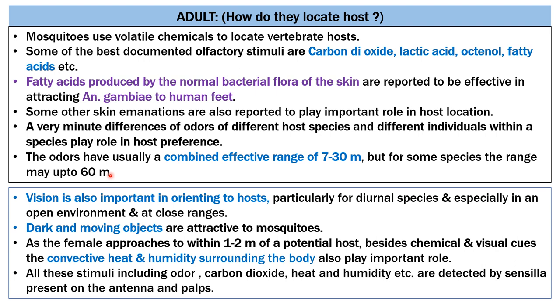So besides these olfactory stimuli, vision is also important in orienting to the host, particularly for diurnal species and especially in an open environment and at close ranges. Dark and moving objects are attractive to mosquitoes, as we mostly experience. As the female approaches within 1 to 2 meters of a potential host, besides chemical and visual cues, the convective heat and humidity surrounding the body also play an important role in host location. All the stimuli, including odor, carbon dioxide, heat, humidity, etc., are detected by the sensilla present on the antennae and the palps of the mosquitoes.